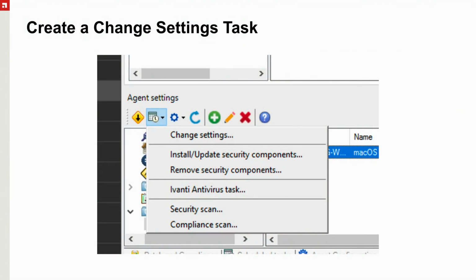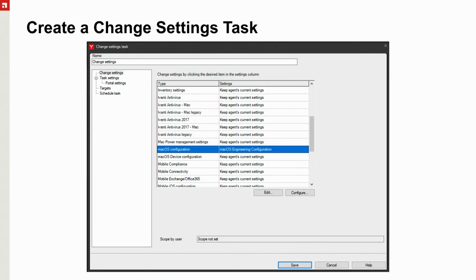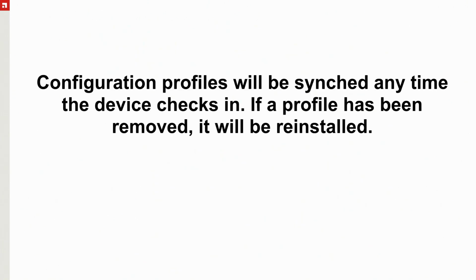Okay. So, after that's done, the stuff I'm about to tell you is about to be deprecated, because what you had to do then was go into this drop-down in agent settings and pick a change setting, which would create a change setting task. Then you had to find in this list your macOS configuration and pick it. And then that would create a scheduled task.